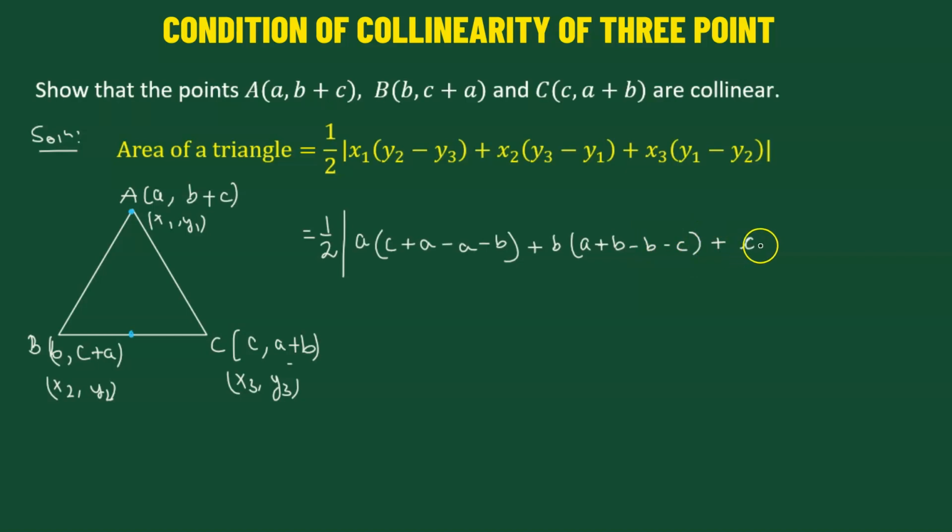Plus x3. So x3 will be c multiplied to y1 minus y2. So that's b plus c, that's the value of y1, minus y2. y2 is c plus a. So we have negative c minus a. Fine. So let's further solve this.